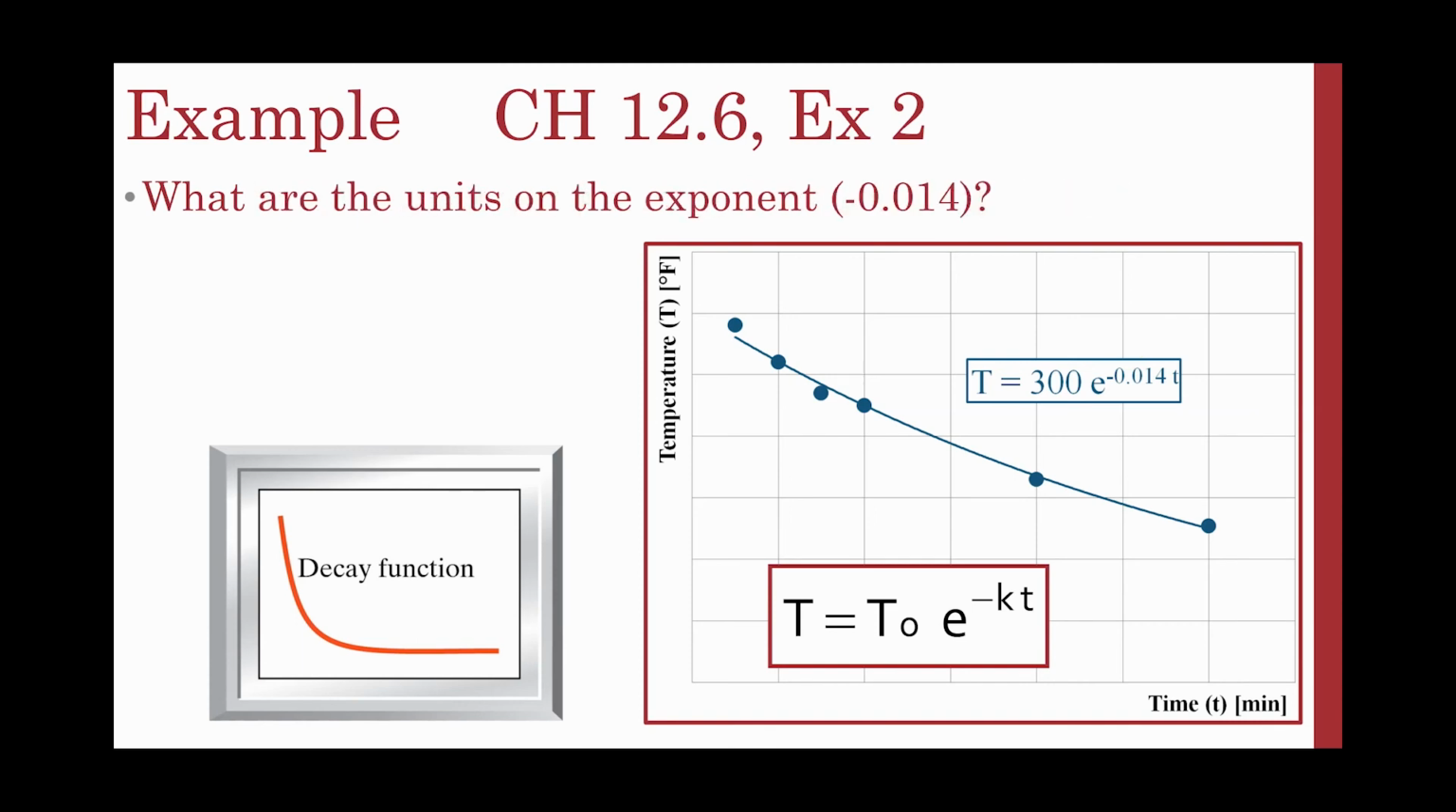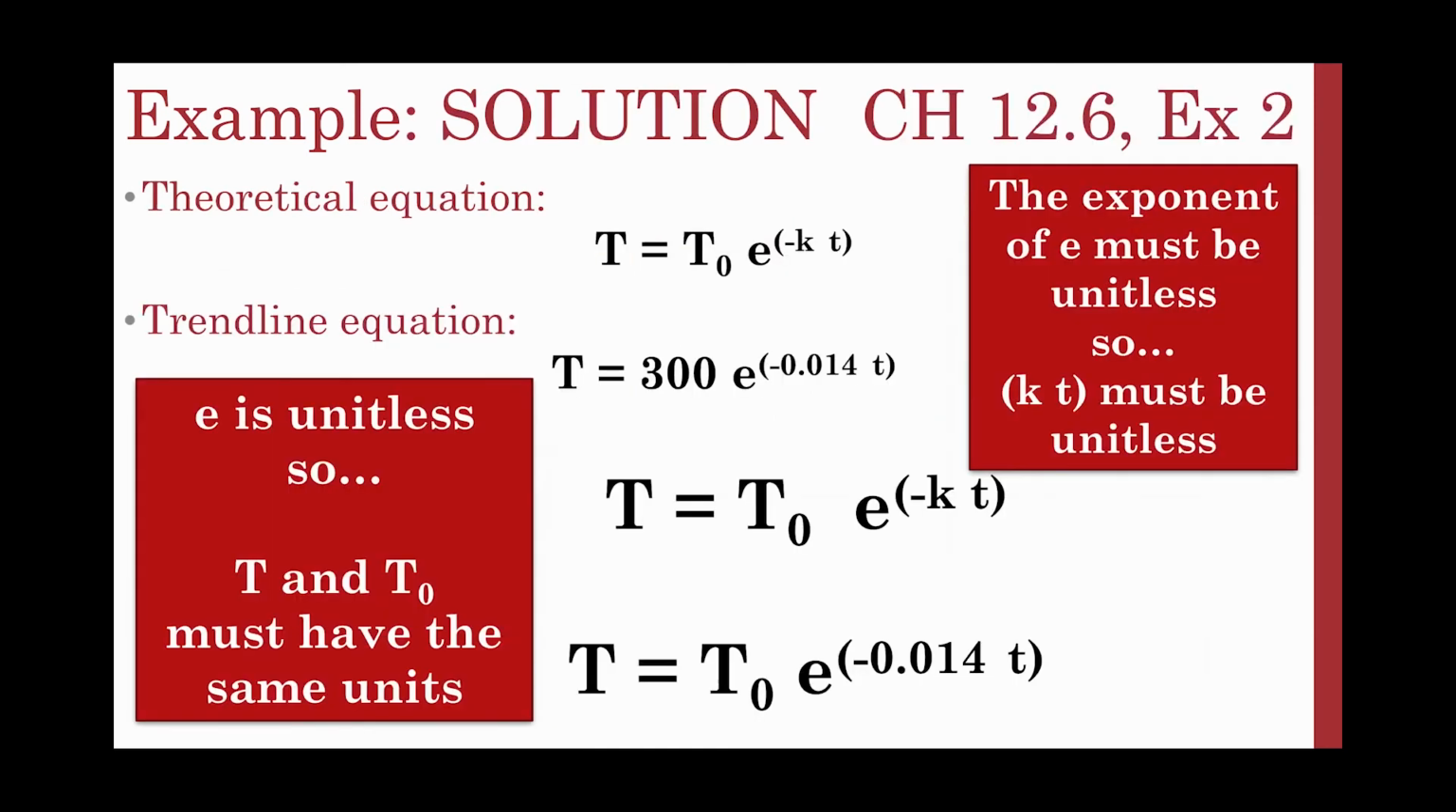What are the units of the exponent minus 0.014? So again, the entire exponent must be unitless, and so it's something times time, which is in units of minutes, so it has to be 1 over minutes. So if we compare the theoretical equation to our trendline equation, e is unitless, so T and T naught must have the same units. The exponent must be unitless, so kt must be unitless.